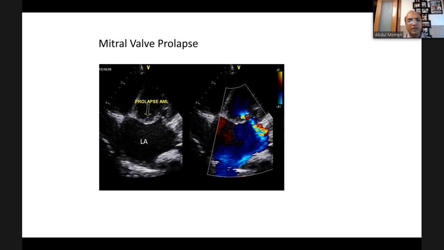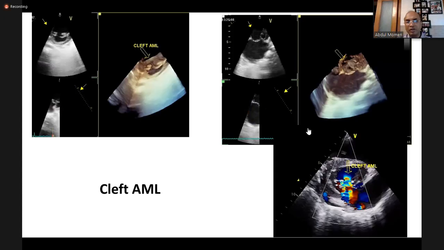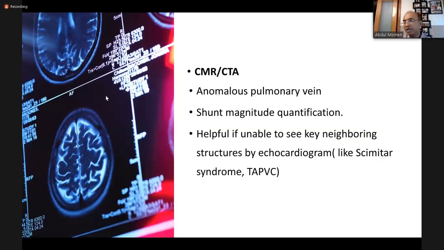Cardiac CT and MRI can be done for detection of anomalous pulmonary veins and shunt magnitude, and are helpful if we are unable to see key neighboring structures by echocardiogram, like in Scimitar syndrome. We cannot delineate whether the pulmonary vein is draining into the SVC, and so if we cannot confirm by echocardiography, cardiac CT or MR is needed.